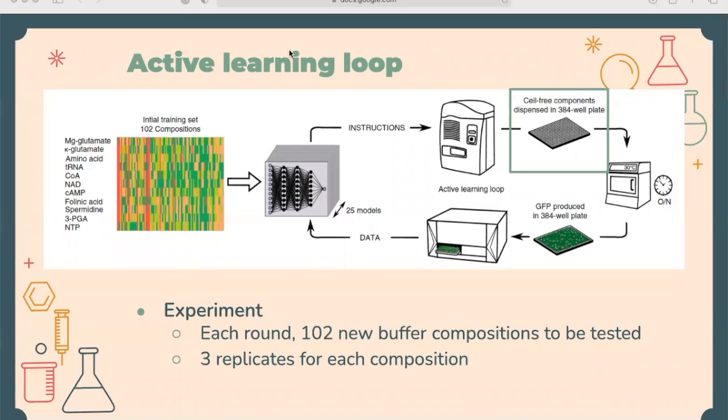After they chose the compositions for the next round, they are ready to do the wet lab experiment. In each round, 102 new buffer compositions were tested. These 102 new buffer compositions were extracted from the best 500 compositions in the previous step. They made 3 replicates for each composition. After they get the yield for the new buffer compositions, they update the model using the whole dataset so far, and the loop continues.